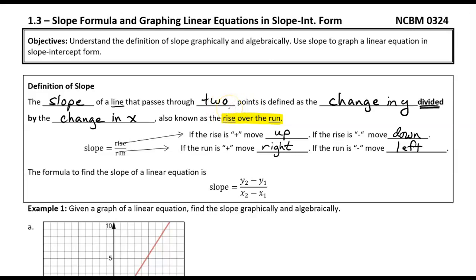And the 2 points that we know this line passes through, we have a nice formula. So the formula to find the slope of a linear equation, this slope value is equal to y2 minus y1 all over x2 minus x1, where these y and x values are coming from the 2 points. So if the first point is x1 comma y1, my next point is x2 comma y2, then I can find the slope by taking these numbers and plugging them into this formula. Let's try it out.